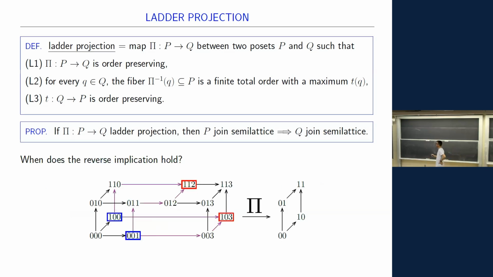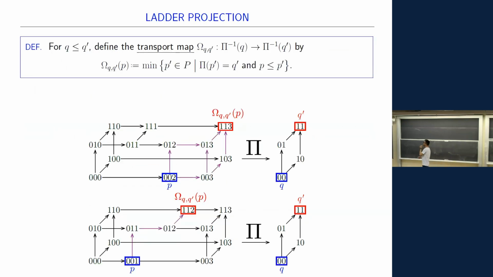What I want is to know when the reverse implication is true. For this, I have to define the transport maps. What is a transport map? I start with q smaller than q prime in Q, and I define a map from the fiber of q to the fiber of q prime. What does it do? If I start from p in the fiber of q, then I want to go to the element of the fiber of q prime that is bigger than p, but minimal for this property.